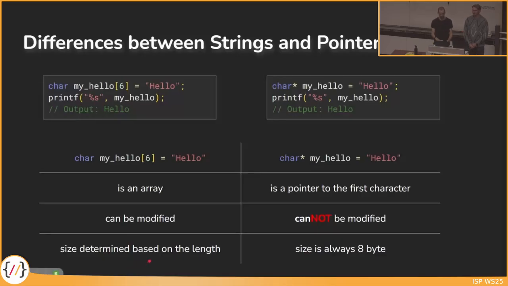And as we have seen before, the size is defined by the length when we have an array, and the size is always 8 when we have a pointer. These are the main differences, and you have to consider that if you're working with pointers and arrays.